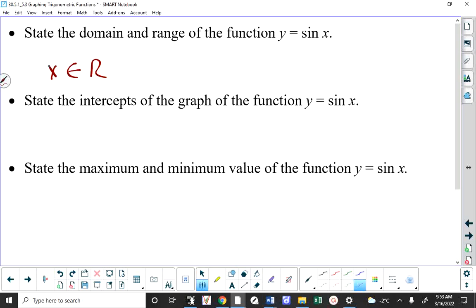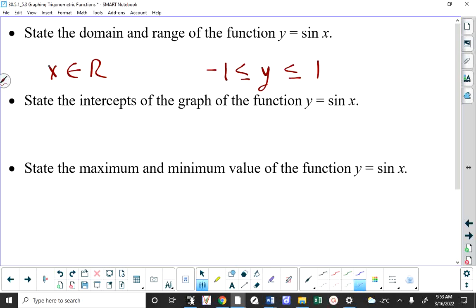What do we put for the range? Well, this is where those guidelines come in handy. Because if you've drawn that horizontal line at 1 and the horizontal line at negative 1, you know that those are the vertical boundaries of the function.